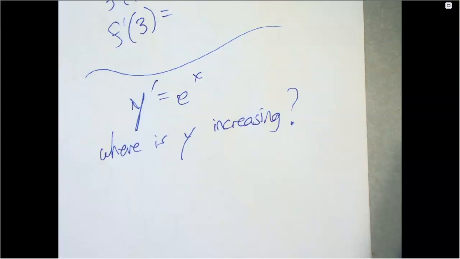E to the x. Like, the derivative of e to the x is itself, but let's pretend we don't know that. I don't know what y is, but I can tell where it's increasing by graphing the derivative. That's what we did yesterday. If the derivative's above the axis, what is the original function doing? Increasing. If the derivative is below the axis, then the original function is decreasing.